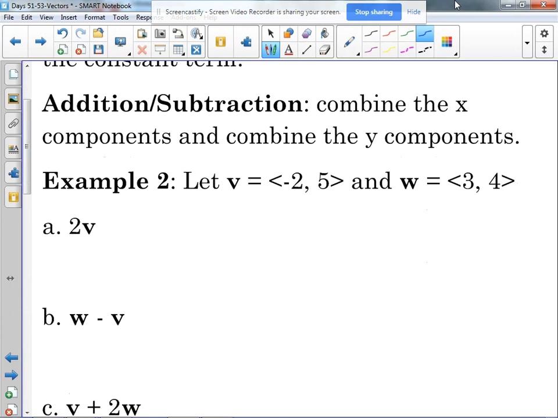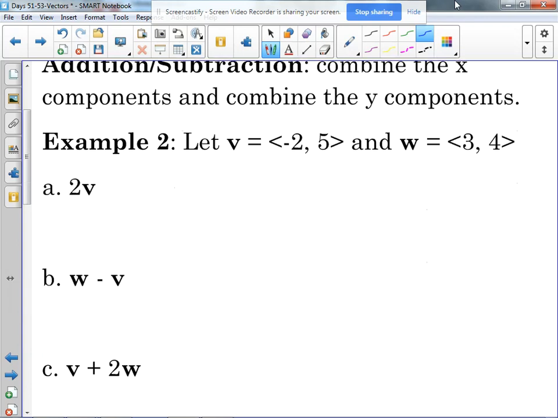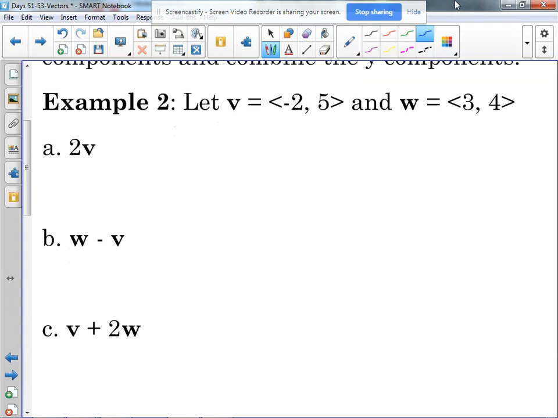So with the vector v being negative 2, 5, and the vector w being 3, 4, let's do these vector operations right here. The first one is 2 times v. That is a scalar multiple. So we're going to take the v vector there, plug in its components, and then we multiply. It's kind of just like distributing. You just multiply the x by 2, you multiply the y by 2, and that's what you've got.